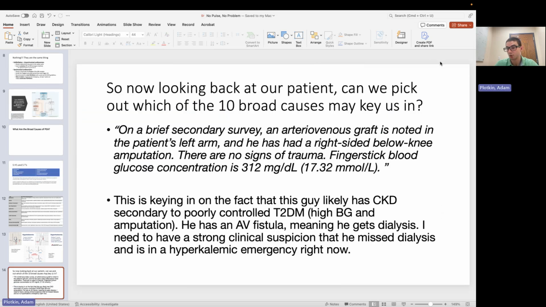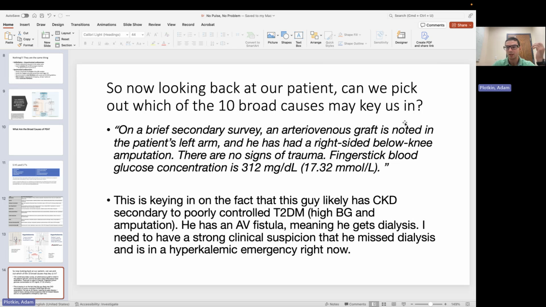Can we pick out of those 10 causes which one we think they might be having that led to their PEA? So I took this from the stem. On a brief secondary survey, we see an arteriovenous graft is noted in the patient's left arm, and he has a right-sided below-the-knee amputation. There are no signs of trauma, and his fingerstick blood glucose is 312. So this is keying us into the fact that this guy likely has CKD. He has the AV graft, his AV fistula that he uses for hemodialysis, and this is probably secondary to poorly controlled type 2 diabetes. We know his blood glucose is 312, right?